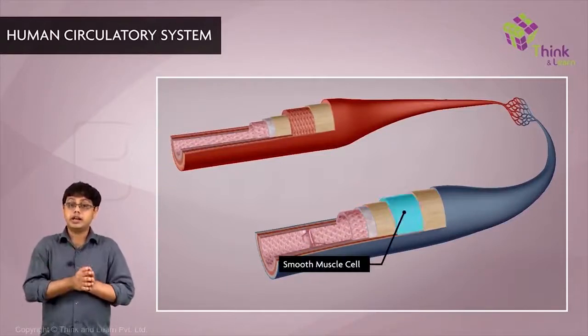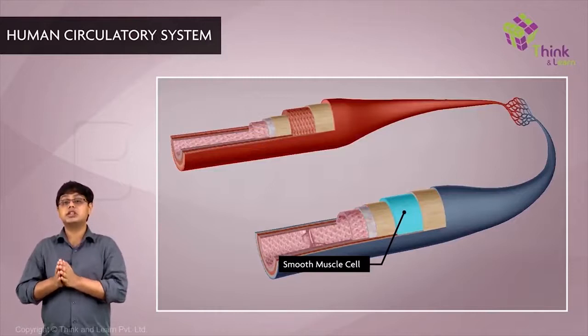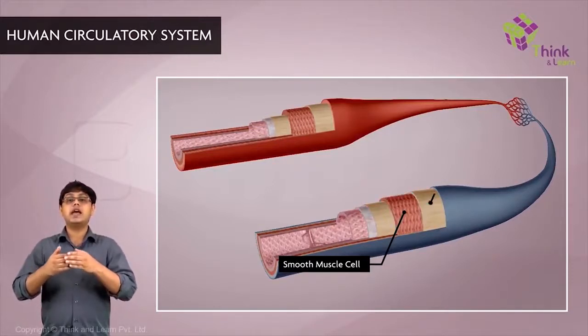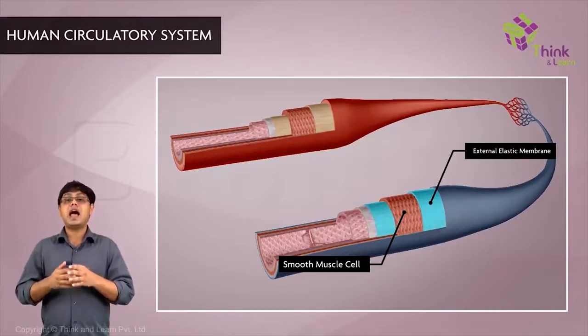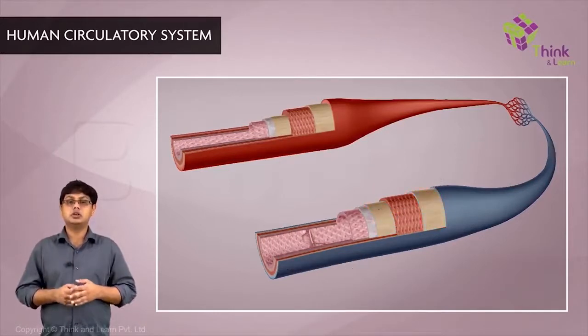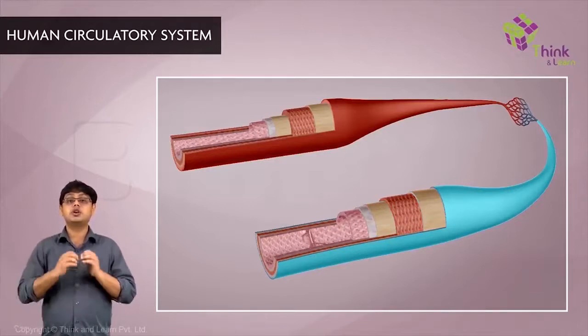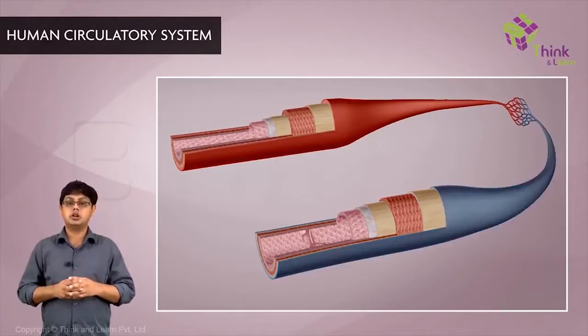The tunica media is made up of smooth muscle cells arranged in concentric pattern which lies in between the external elastic membrane and the smooth muscle layer. The tunica externa is made up of longitudinally arranged fibers of collagen.